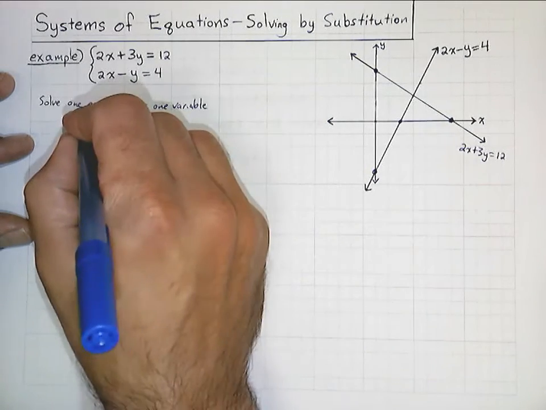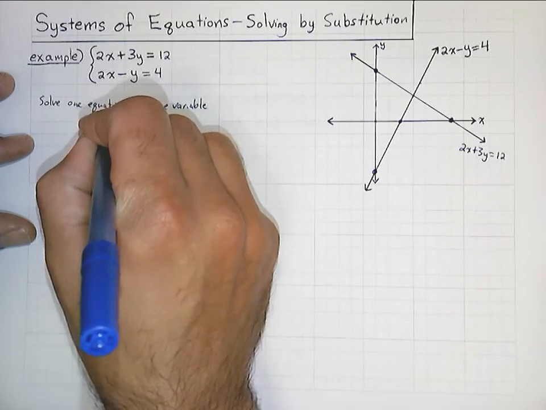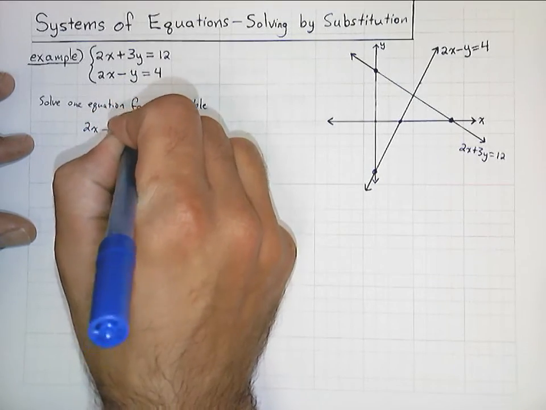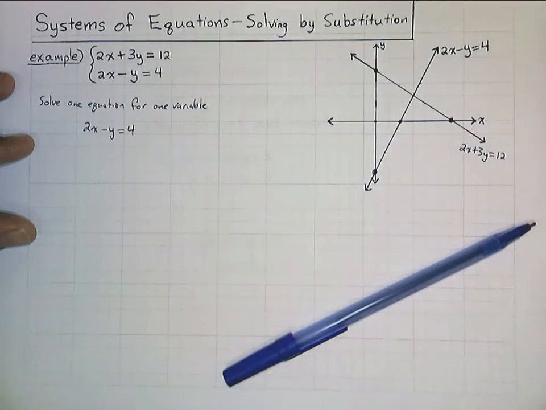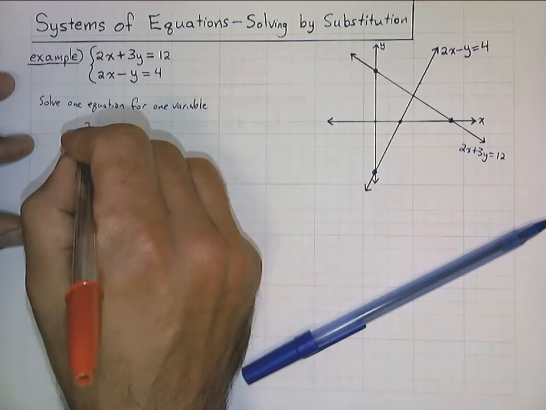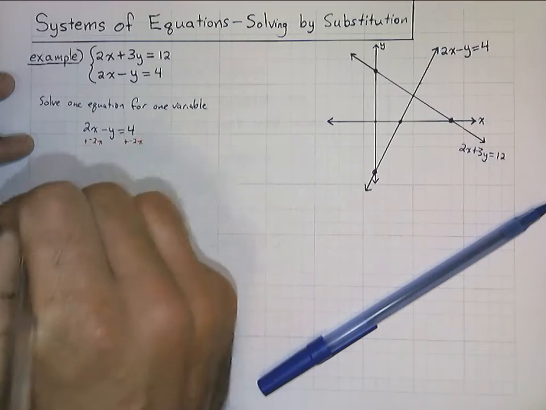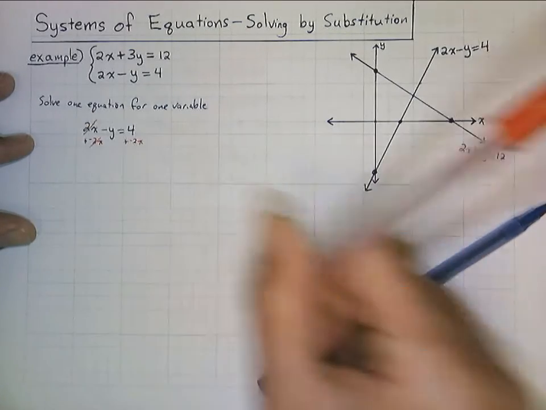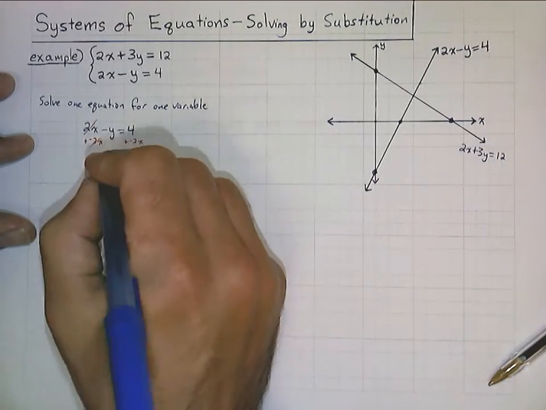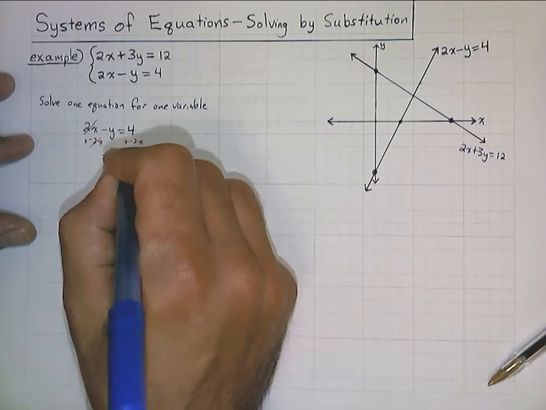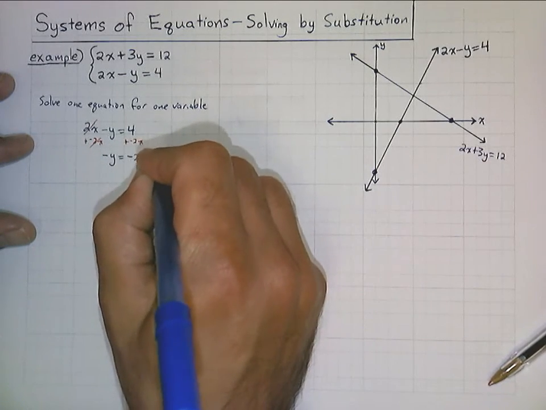But this second equation looks like it's pretty easy to solve for y here. So let's take that one. 2x minus y is equal to 4. And then we'll just solve for y. So we'll get rid of this 2x. We'll add negative 2x to both sides, just so we can get rid of that there. So we have negative y is equal to negative 2x plus 4.